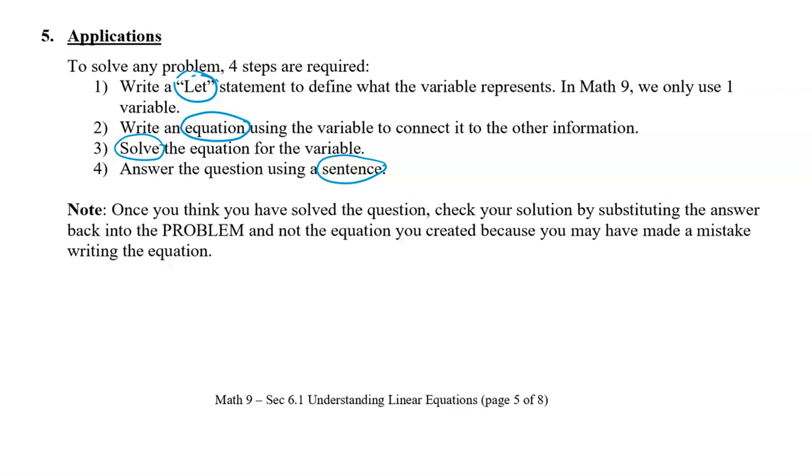Sometimes when you solve for the variable, you'll have x equals some number. However, in the question, it might be asking you for 2 things. For example, I might be asking you for the length and the width. So you want to write your answer in a sentence that answers both of those parts. Now note, once you think that you have solved the question, check your solution by substituting the answer back into the problem and not the equation you created, because you may have made a mistake writing the equation. So you might not know how to solve the equation, but if the equation is already wrong, then your answer will be incorrect. So you actually want to check your answer with the original problem.